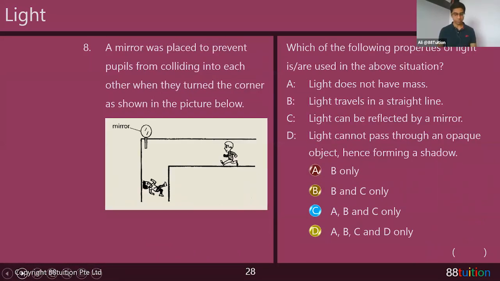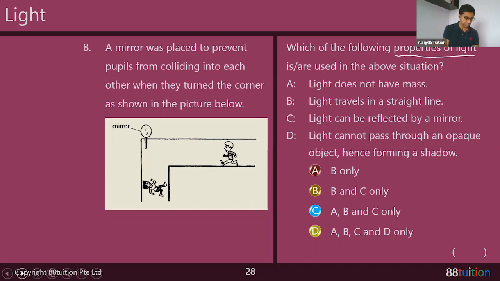All right. This one is similar to the car example. See, I said the same concepts will be tested over and over again, but with different people, different objects, different thickness, different material, and then the same thing comes over. So in this one, a mirror was placed to prevent people from colliding with each other, just like the car example. But the question can change a bit. Which of the following properties of light is used in the above situation?